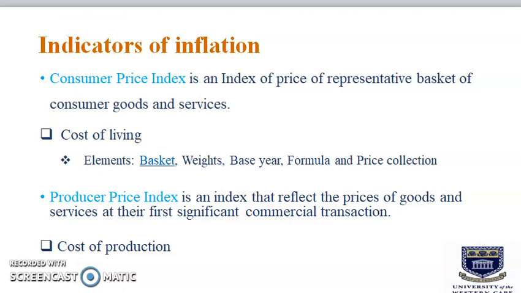The Producer Price Index is a number or an index that reflects the cost of goods at their first significant commercial transaction, that is, at the factory. Therefore, it reflects changes in the prices of manufactured goods in terms of the cost of production. Thus, it is an indicator of the cost of production. Both the CPI and the PPI indices are used as deflators, that is, values used for transforming nominal values into real values in the calculation of the national accounts.